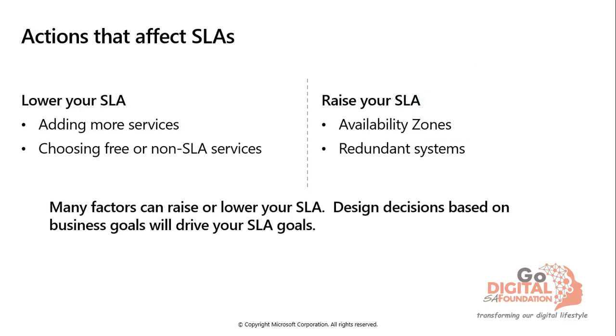Okay, so actions that affect SLAs. You can lower your SLA by adding more services, choosing free or non-SLA services. That lowers your SLA if you add more services. And to raise your service level agreement, you can add availability zones and redundant systems. Many factors can raise or lower your SLA. Design decisions based on business goals will drive your SLA goals.